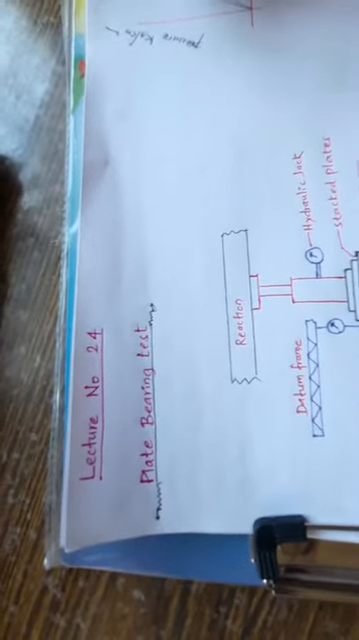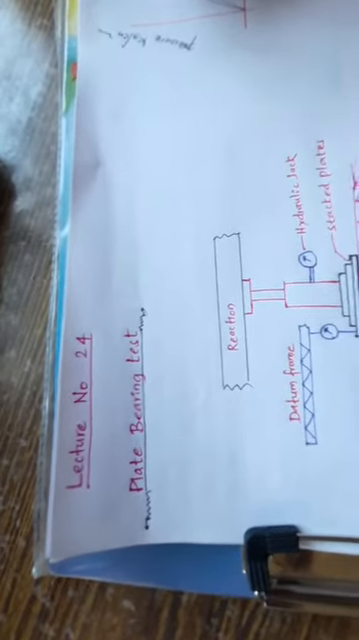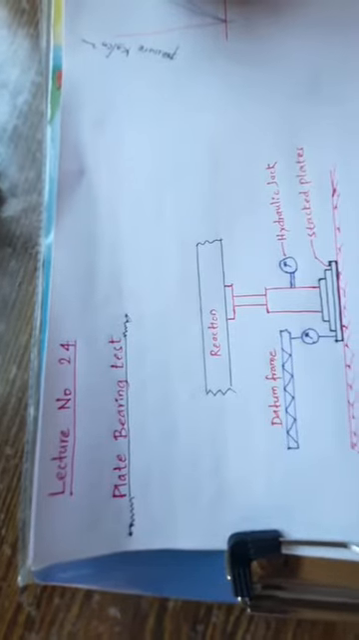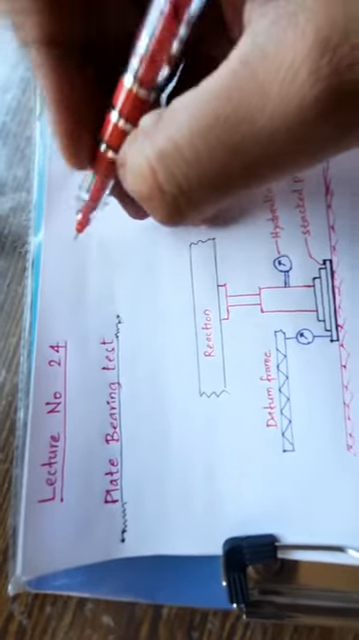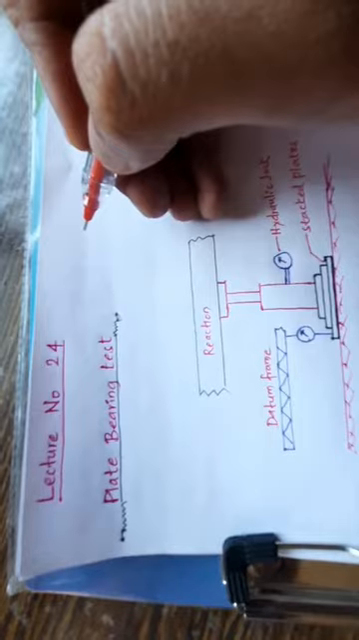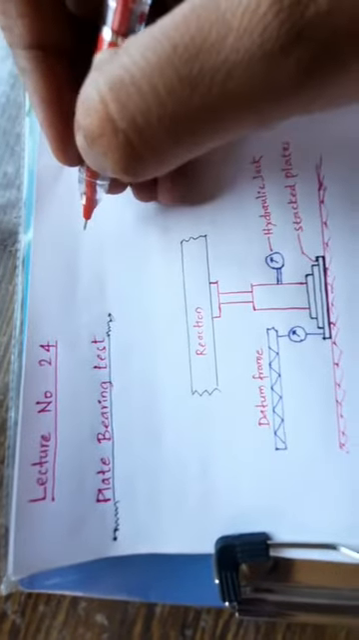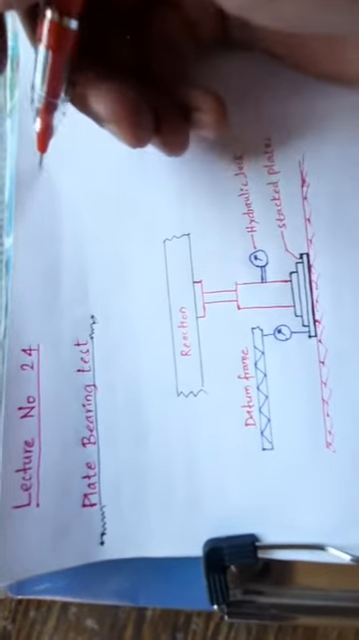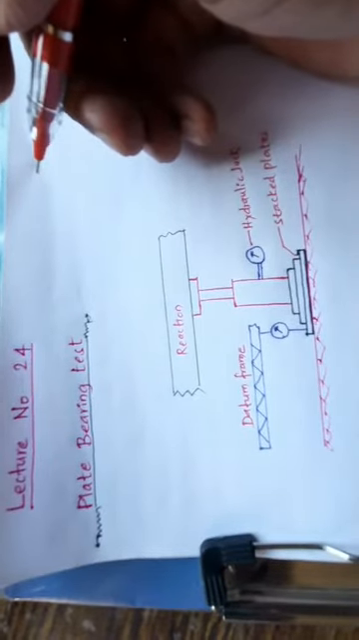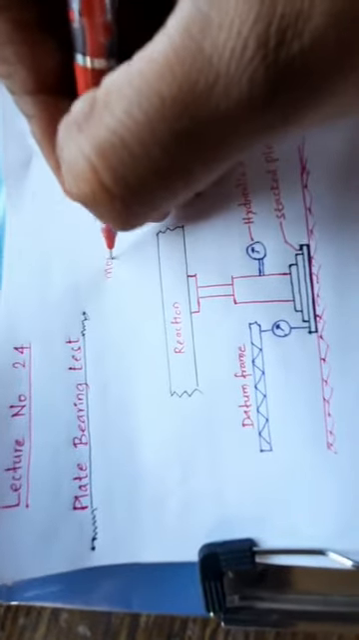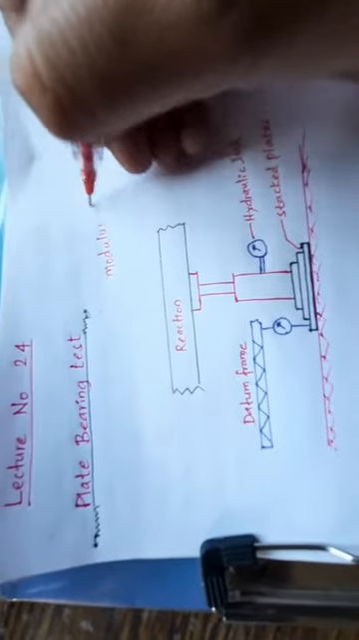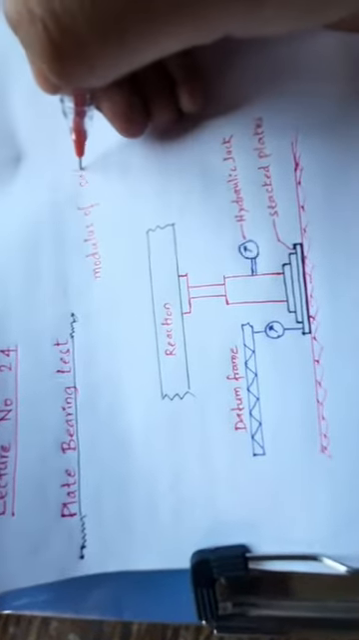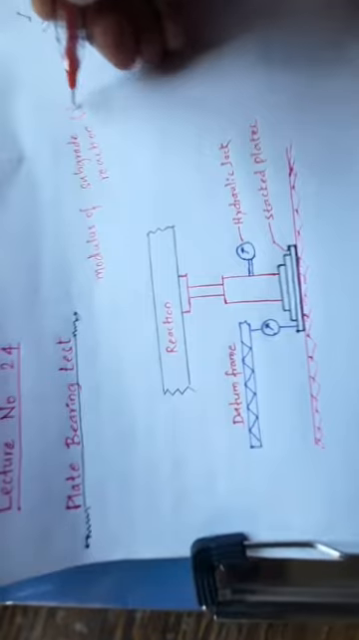Today we will see lecture number 24, plate bearing test. The plate bearing test is used to evaluate the support of a subgrade in situ for use in pavement design, by using larger diameter plates. The plate bearing test was originally devised to find the modulus of subgrade reaction, which we represent as K.